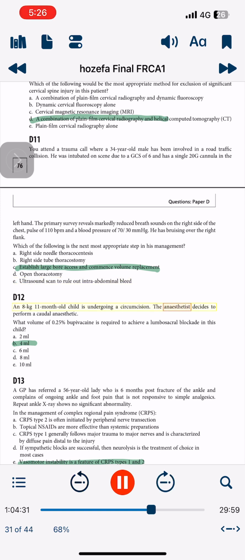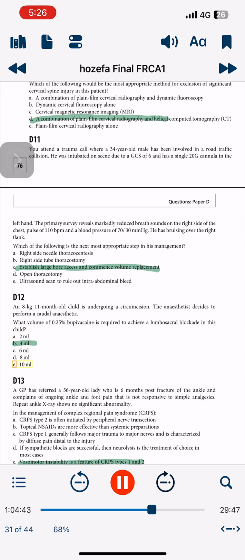The anesthetist decides an 8 kg 11-month-old child undergoing a circumcision is to have a caudal anesthetic. What volume of 0.25% bupivacaine is required to achieve a lumbosacral blockade in this child? A. 2 ml. B. 4 ml.